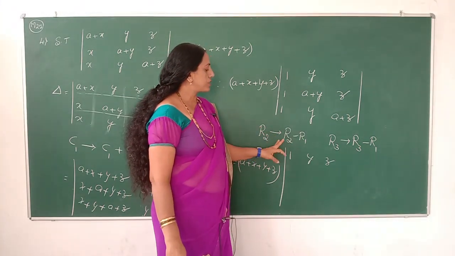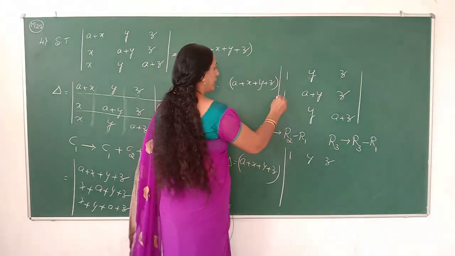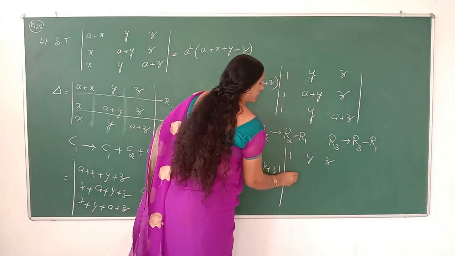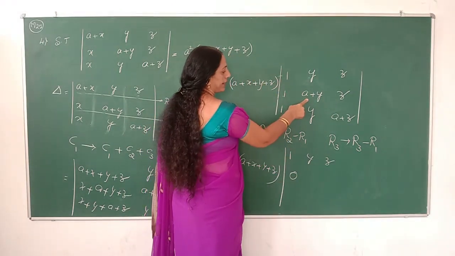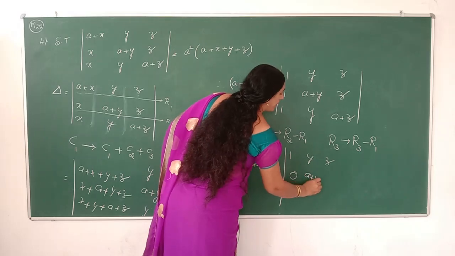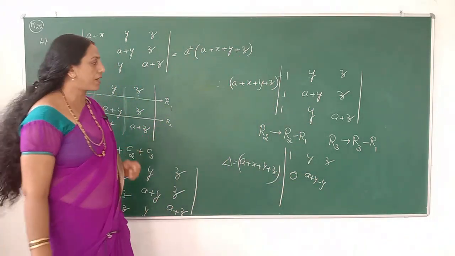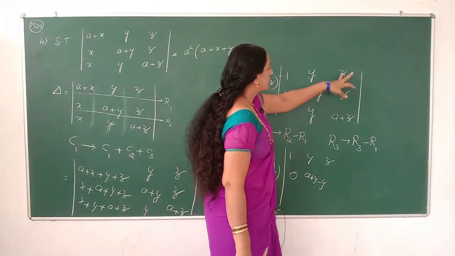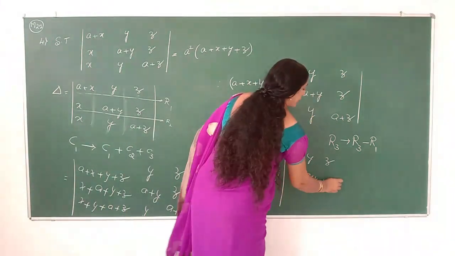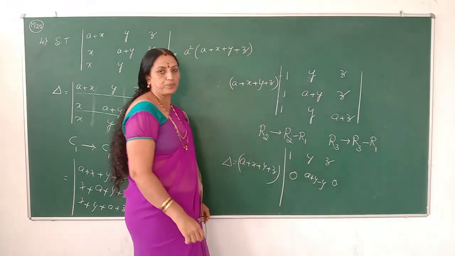R2 can be changed to R2 minus R1. That is, 1 minus 1 is nothing but 0. The second element is a plus y minus a plus y, minus a, which gives y minus y. The third element is z minus z. So z minus z is nothing but 0.